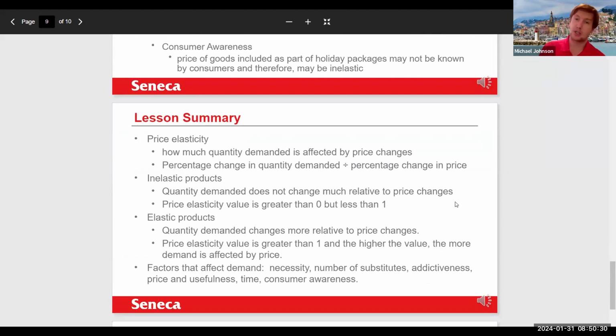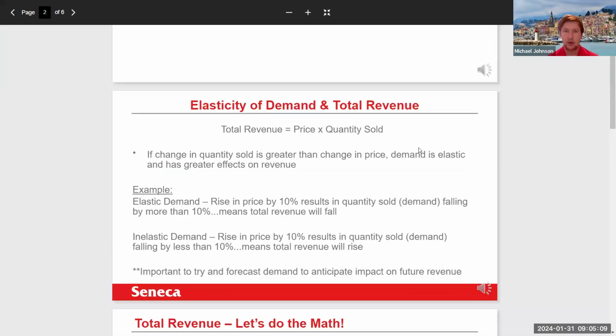In elastic products, quantity demanded changes more relative to price changes. Price elasticity value is greater than 1, and the higher the value, the more demand is affected by price. So in that case, if price goes up by 10%, the quantity demanded would fall by more than 10%. Factors that affect demand: necessity, number of substitutes, addictiveness, quantity sold.